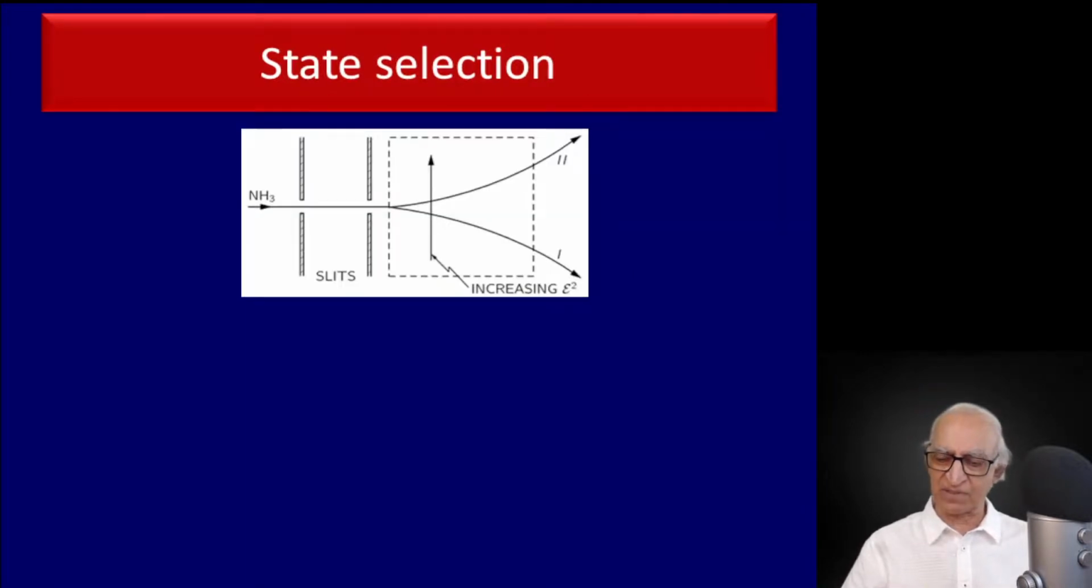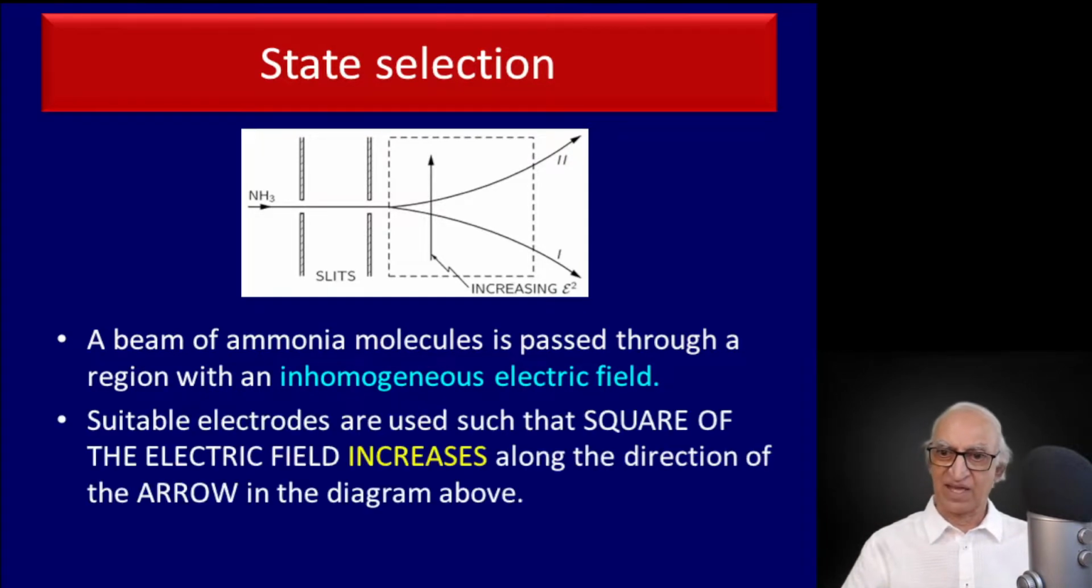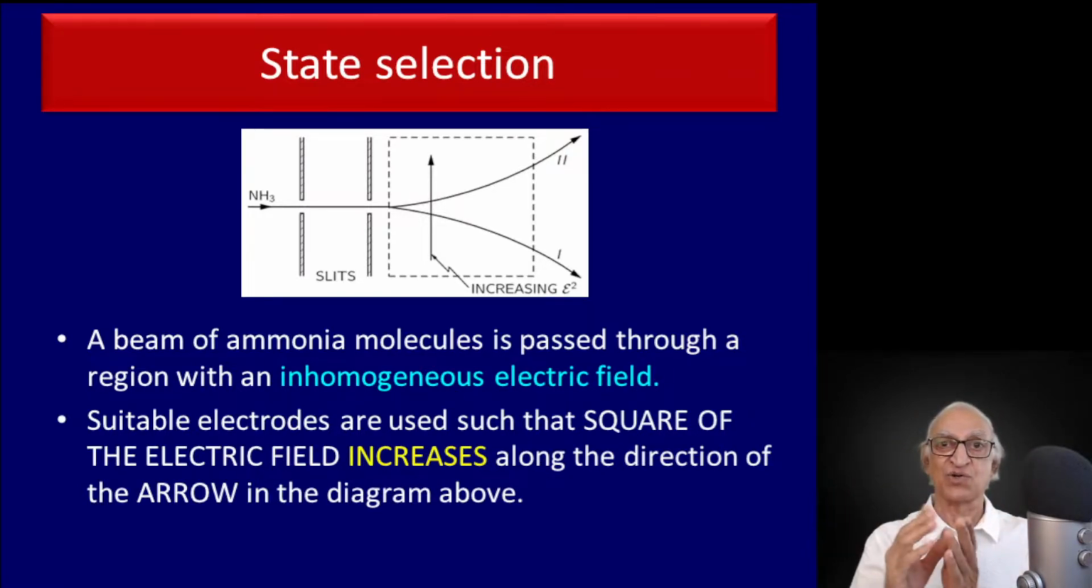So this is the same picture as before. A beam of ammonia molecules passes through a region where there is an inhomogeneous electric field. The electric field is not uniform. There is a gradient of the electric field and a gradient of the square of the electric field. Now suitable electrodes are used. If you use a parallel plate capacitor to create the electric field, you will have a uniform electric field. That's not what you want.